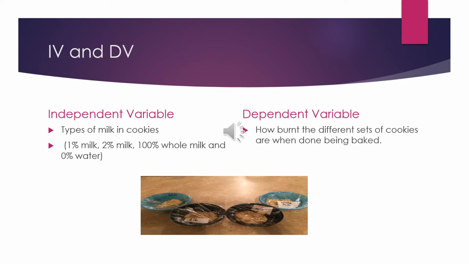IV and DV. The independent variable are the types of milk in the cookies, meaning the 1%, 2%, whole milk, and water. The dependent variable is how burnt the different sets of cookies are when done being baked.